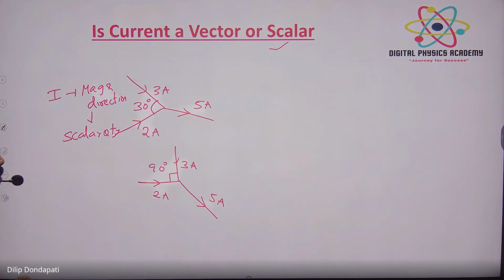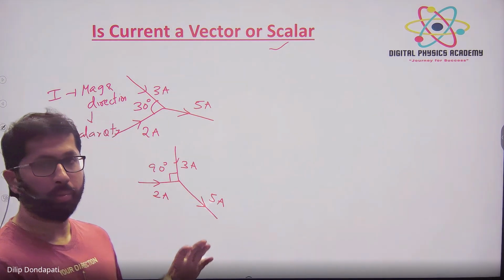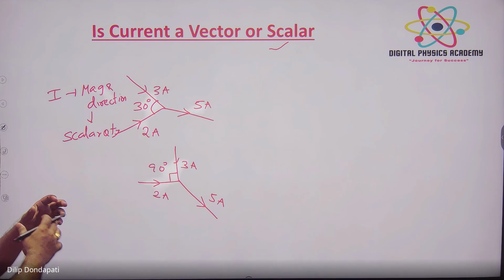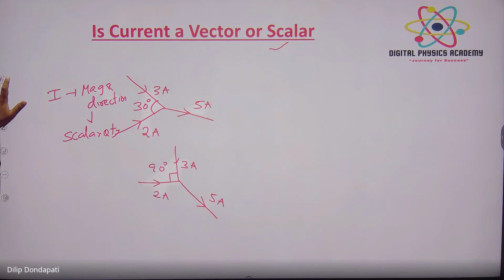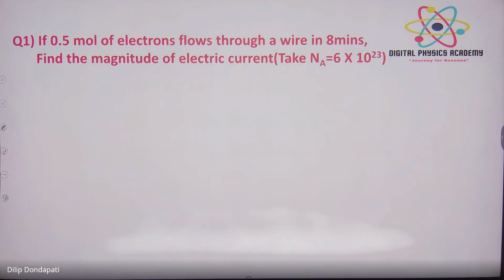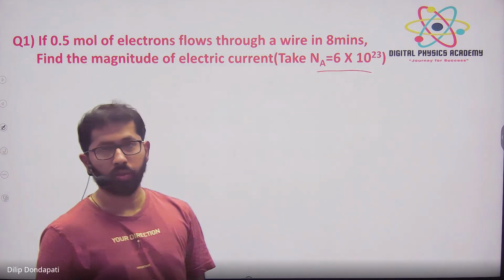So we learned the formula I equal to Q by T or NE by T. This is the formula, right? Now let's add a little chemistry into this. Do the numericals. 0.5 mole of electrons flows in a wire in 8 minutes. Find the magnitude of electric current. Avogadro number is this much, right? Approximately, take this value.